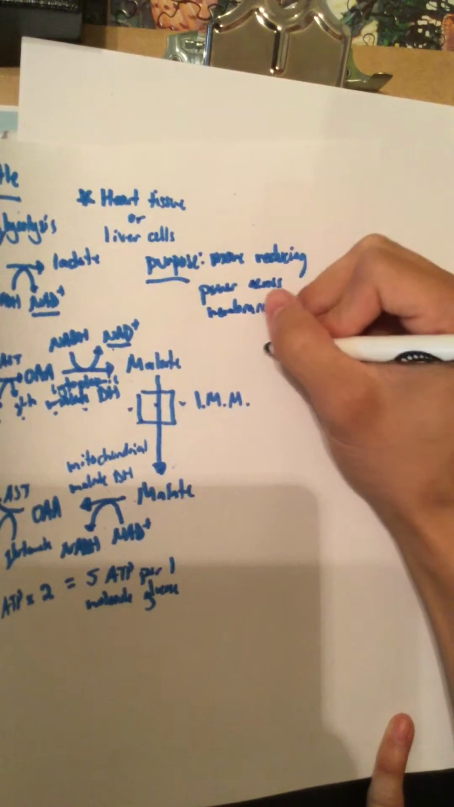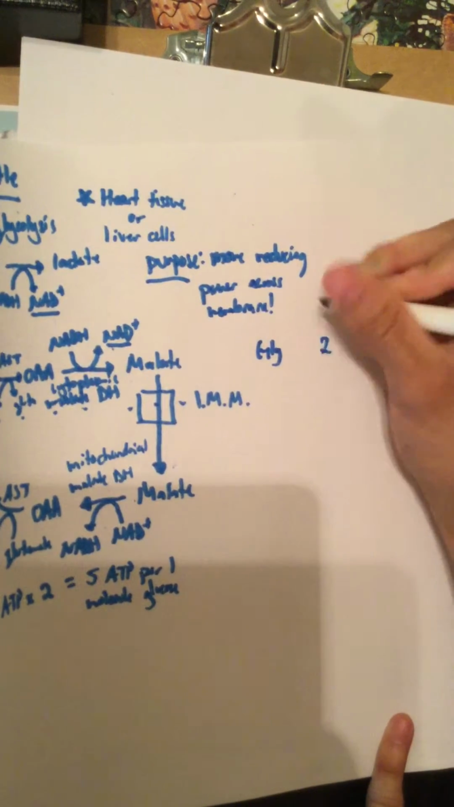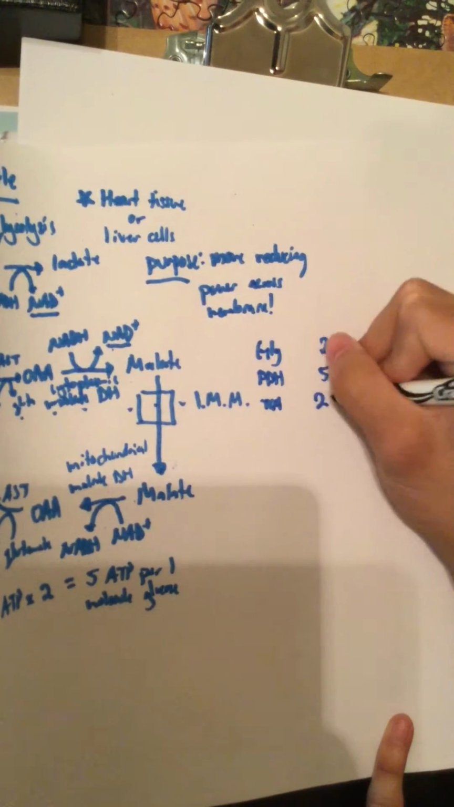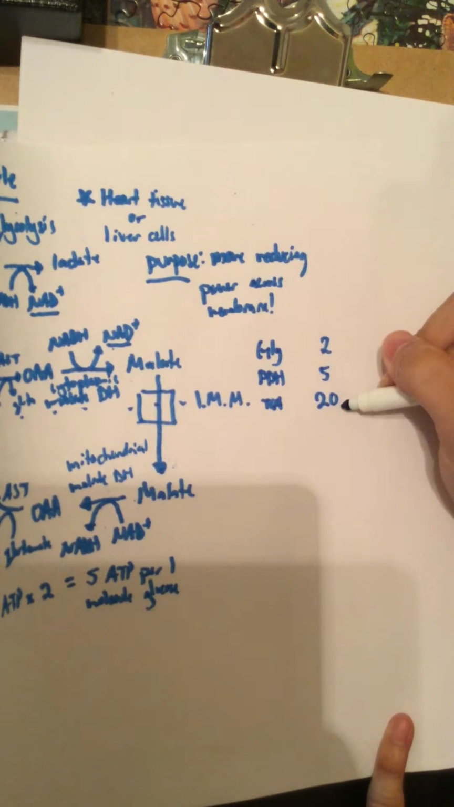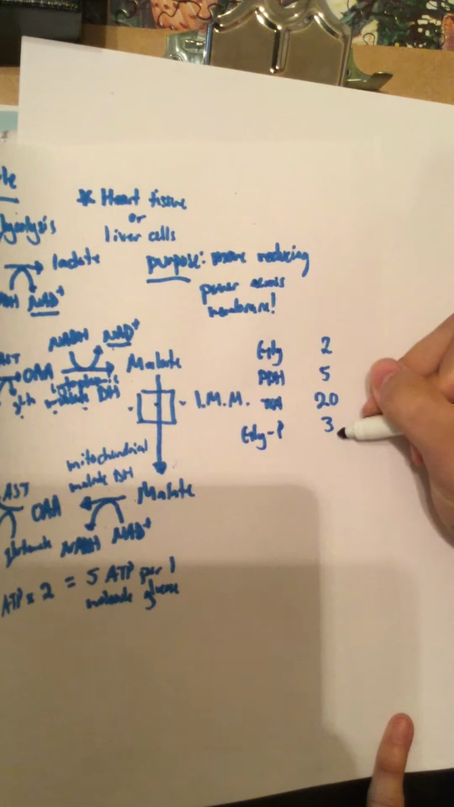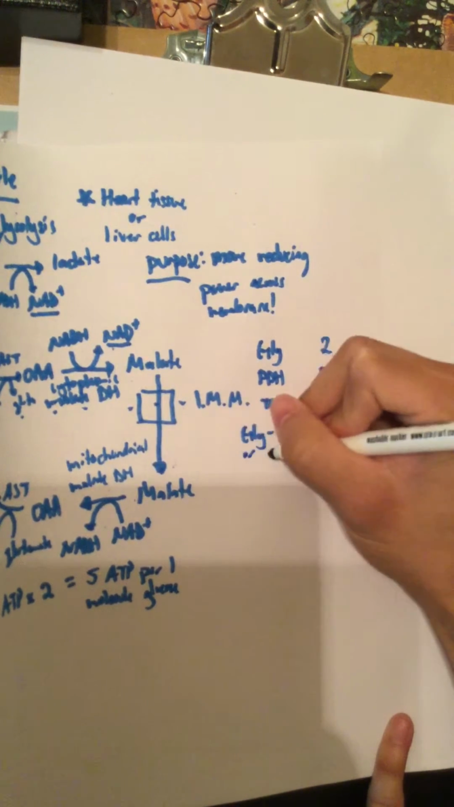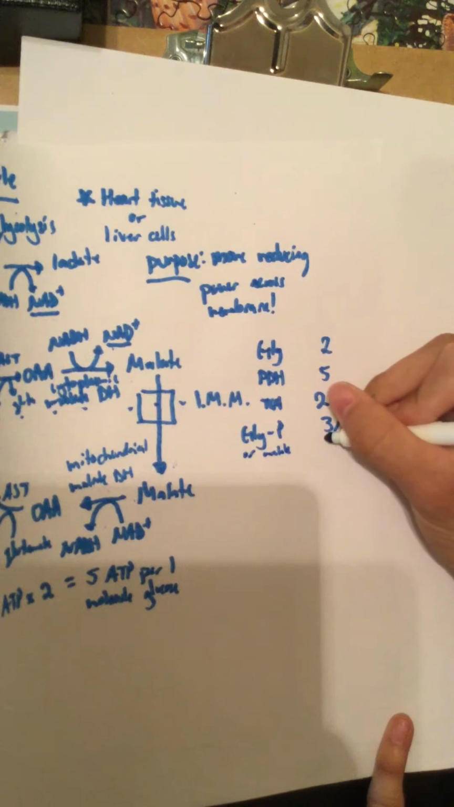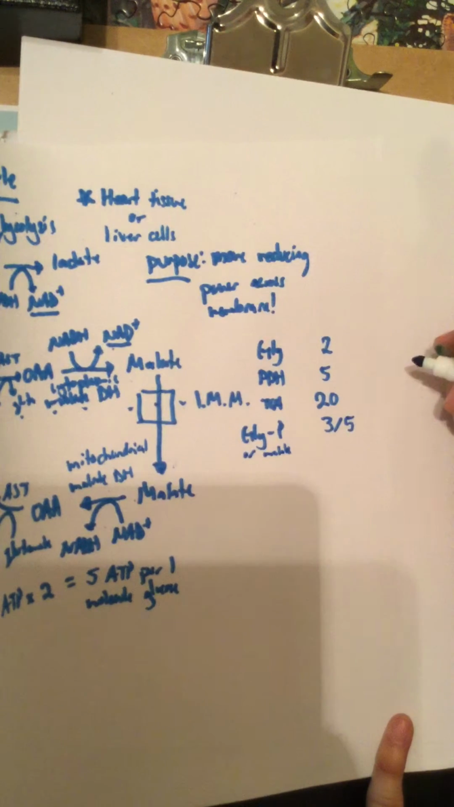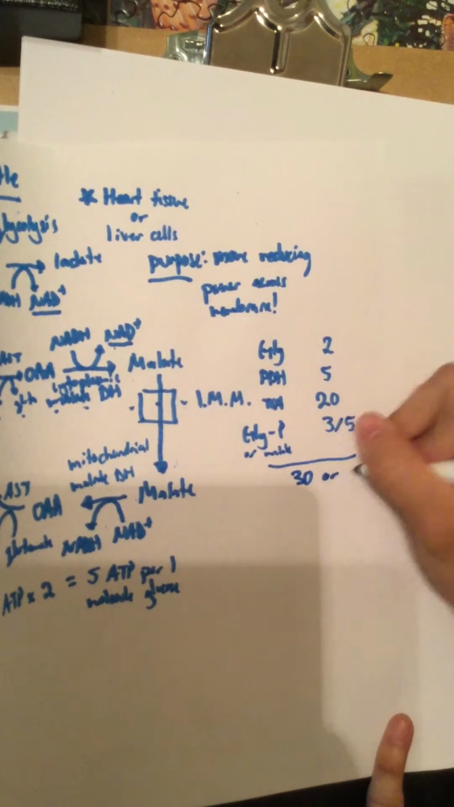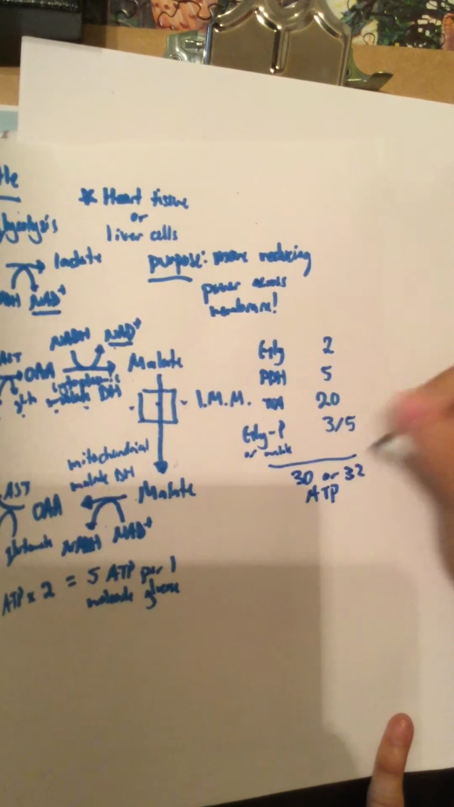Another thing to just keep in note, let's talk about ATPs again. So from glycolysis, we get about 2. From PDH, we get about 5. From TCA, we get about 20. So right there, we have about 27. Now if we use glycerol phosphate, we're going to have about 3. And that'll get us 30. Or we can use malate. And if we use malate, that'll give us 5. It's 3 or 5. I guess I shouldn't have put that divisible sign, but anyway, overall we'll be getting either 30 or 32 ATP. And that's just a rough estimate.